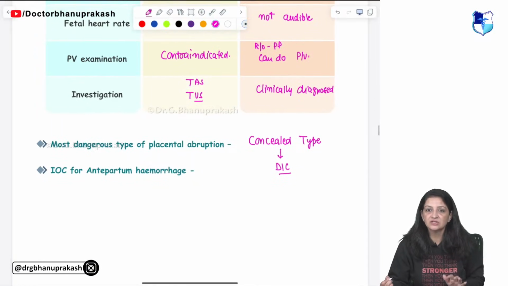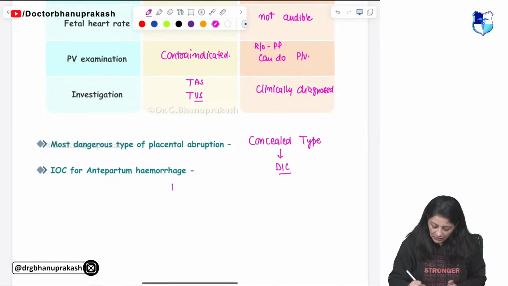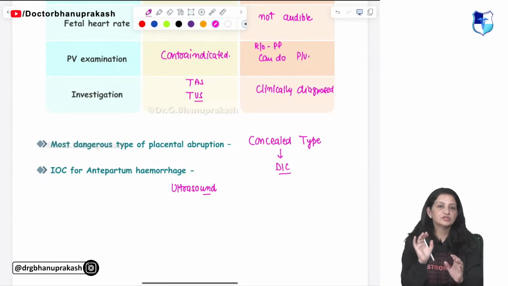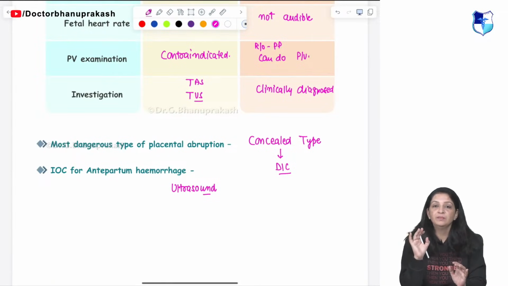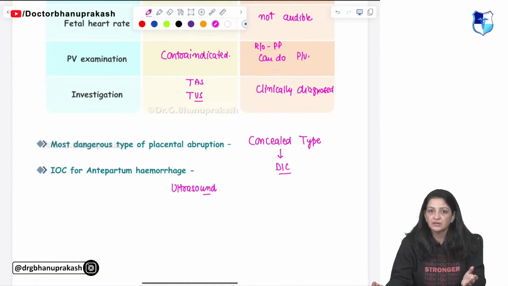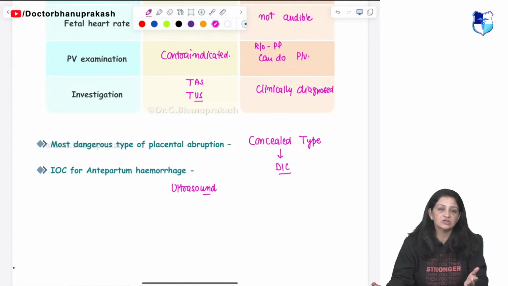Investigation of choice in case of antepartum hemorrhage, ultrasound. First of all, do ultrasound, check the position of the placenta. If the placenta is on the upper side, it means this is a case of abruptio. If placenta is present in the lower segment of uterus, it means this is a case of placenta previa.